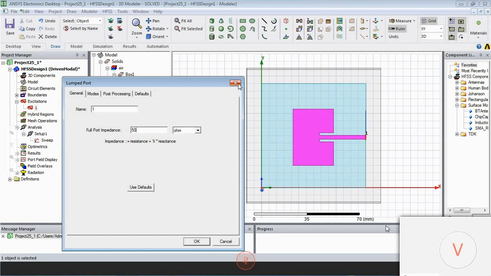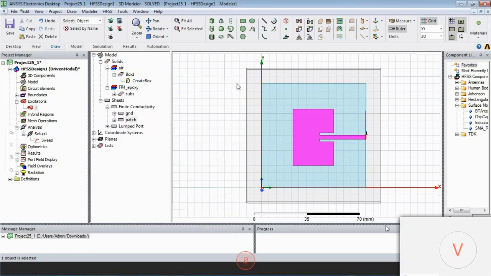Okay. So can we represent that input impedance on the Smith chart plot after designing this patch antenna?